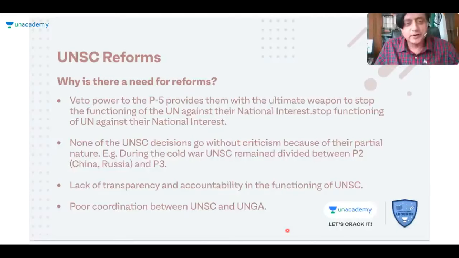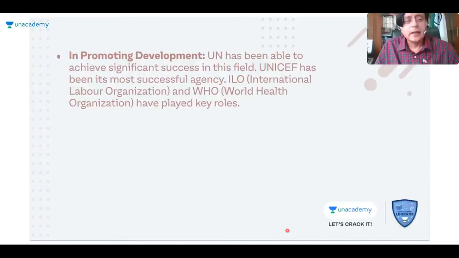Now, just go back briefly to that development slide. The UN's success has been, as I mentioned, principally in agenda setting, in setting objectives and targets for rich countries to fulfill. UNICEF has been successful. International Labour Organization has done a great job of promoting labour standards around the world. And until recently, at any rate, the WHO was seen as a very important bulwark against global disease.